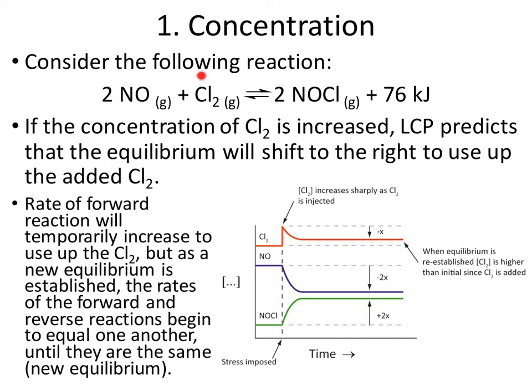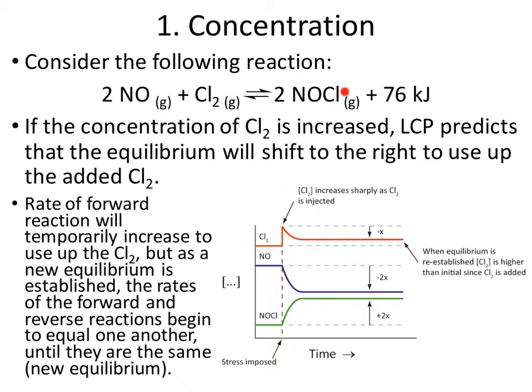Well, if we think about it this way, if we increase Cl2, and assuming there's a lot of NO as well, that means we're going to have an increased number of collisions between Cl2 and NO. Increased number of collisions means more chance of an effective collision, meaning that the forward rate is going to go a lot faster. So initially, as we add this, our equilibrium is going to shift really, really hard to the right to produce more NOCl.